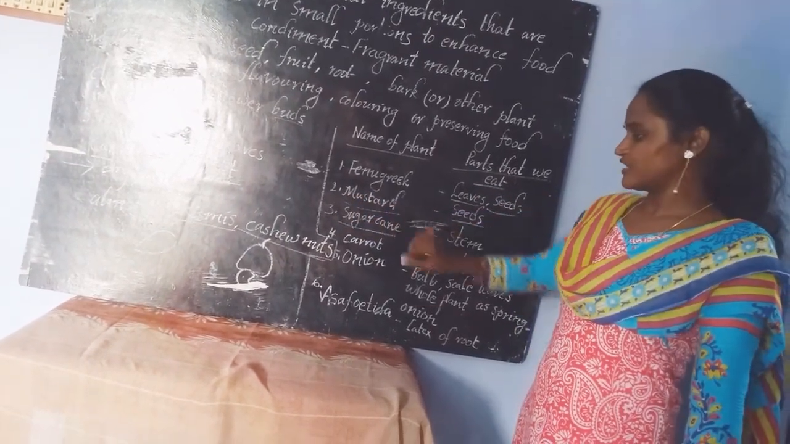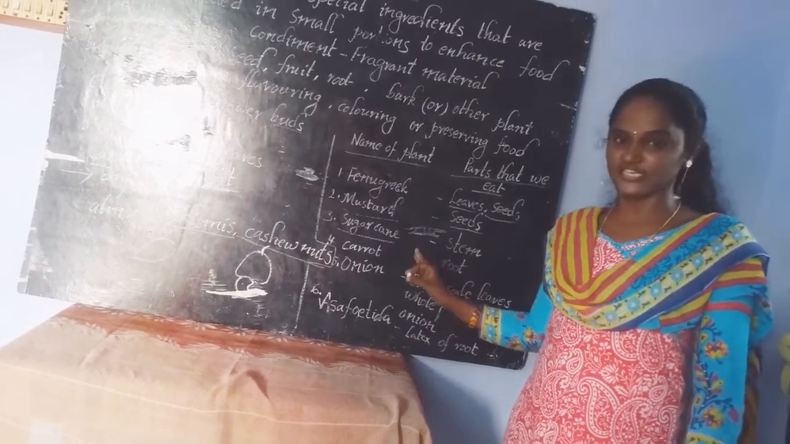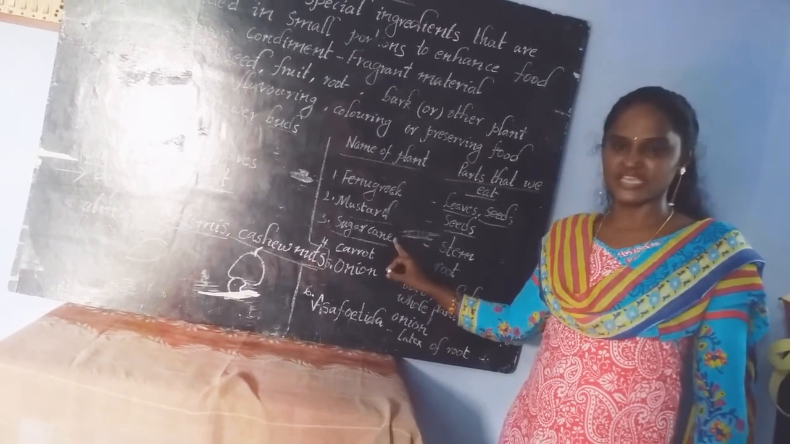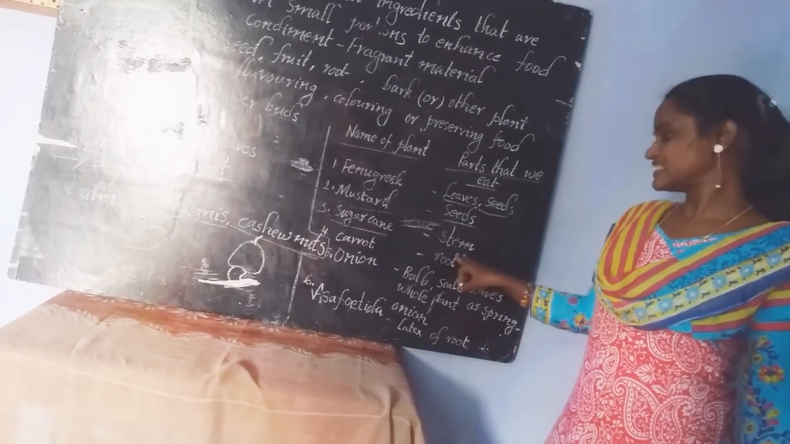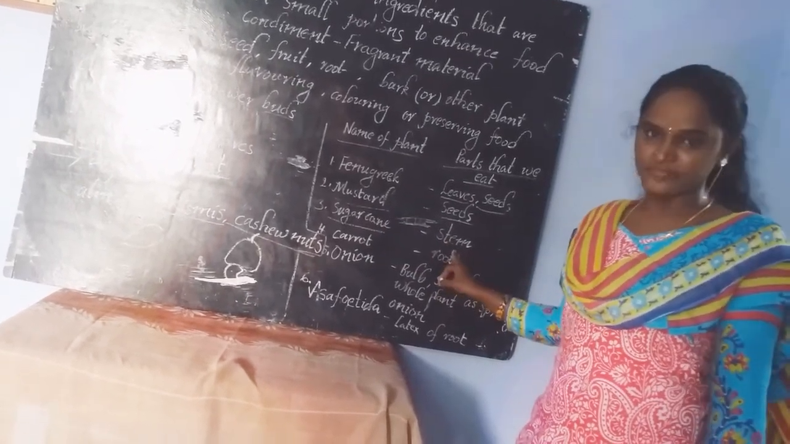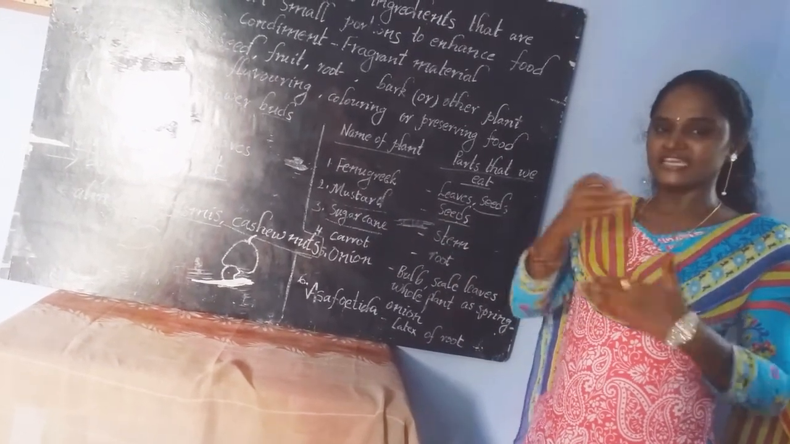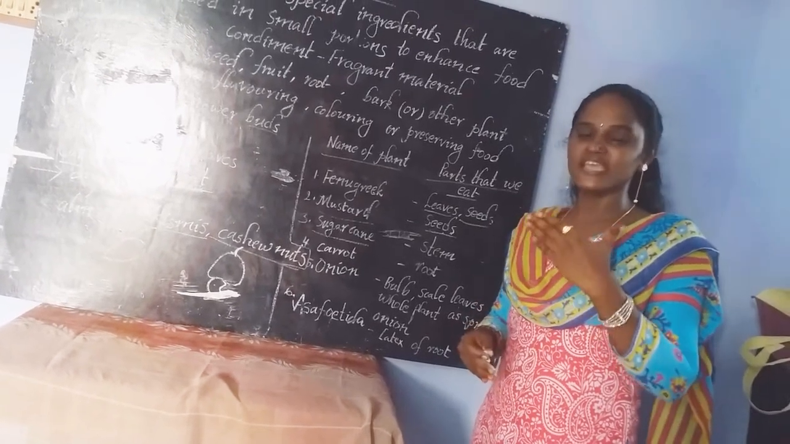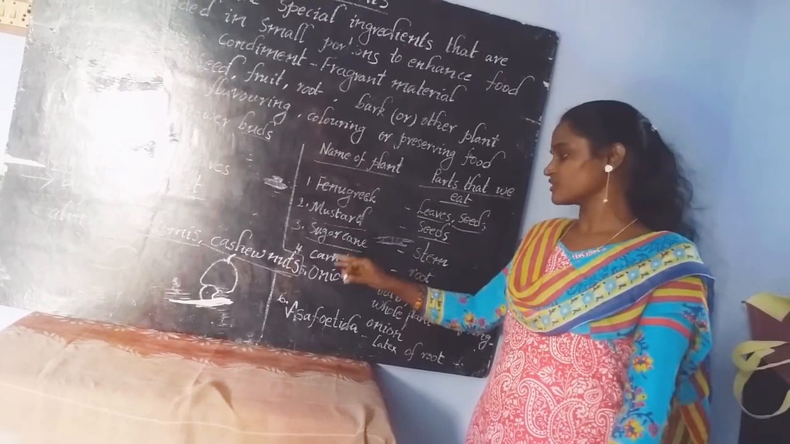Later, go to the next one, sugar cane. By listening to this, you may get an idea, sugar cane, cherku. For the preparation of sugar, we use sugar cane. And what part do we get that sugar from? From the stem. By crushing the juicy stem of the sugar cane plant, we get juice. By distilling that juice, we get sugar.